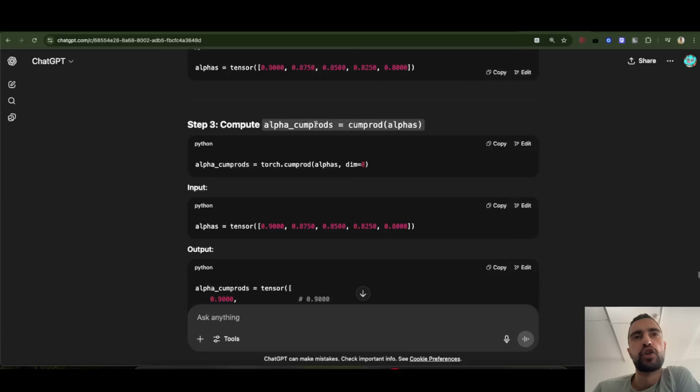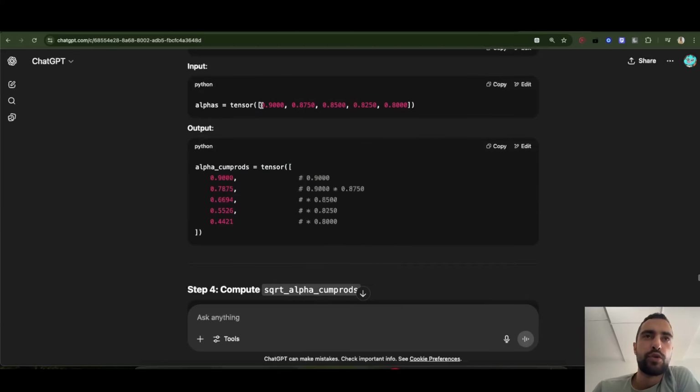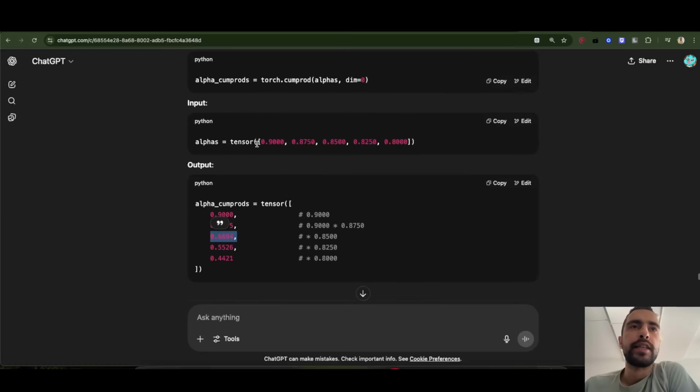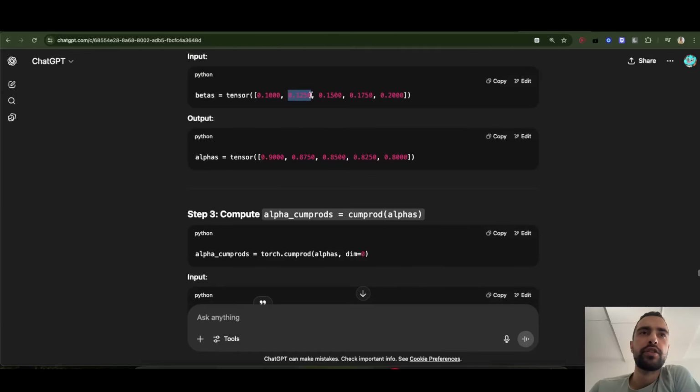Then we have these alpha cumulative products. alpha_comprod equals torch.cumprod of alphas across the first dimension. The input is the alpha tensor that we already have. The output is going to be: the first one will be the same, the second one will be first times second, the third one will be the first three multiplied. This is because to the first one we add 10% noise, and then we add the next percentage, but to the clean image. To calculate how much noise actually there is, we calculate the first times second. This is added not to the full image, but to the clean part. That's why we need to multiply them.